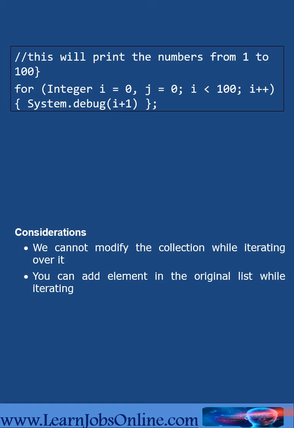Number one, we cannot modify the collection while iterating over it. Suppose you're iterating over a list of invoices, then while iterating, you cannot modify the elements in the same list. Number two, you can add elements to the original list while iterating, but you have to keep the elements in a temporary list while iterating and then add those elements to the original list.